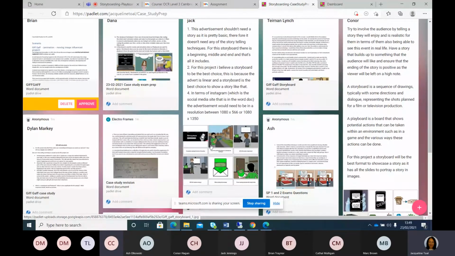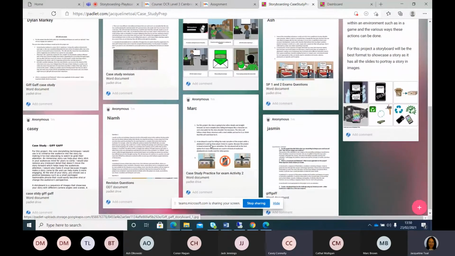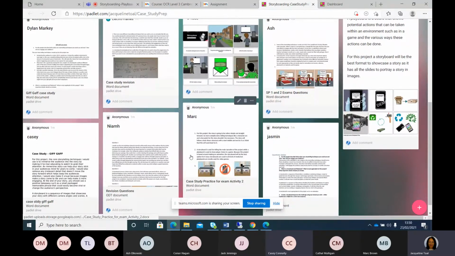I thought about having a positive takeaway, such as a small package phrase that could easily become viral or change the audience's perspective, like a slogan or something. Right. Yes, yeah, that's good. And also, sound is another good thing.